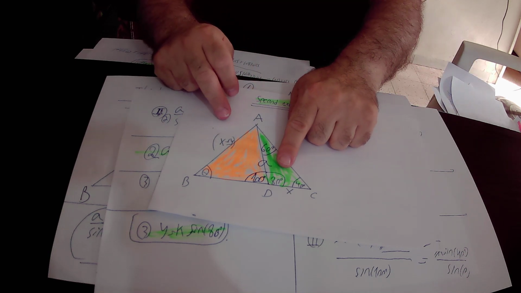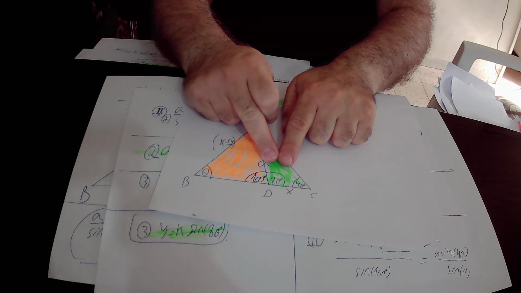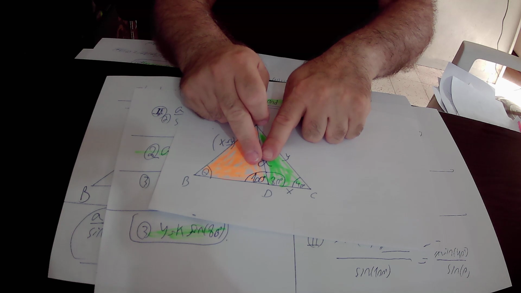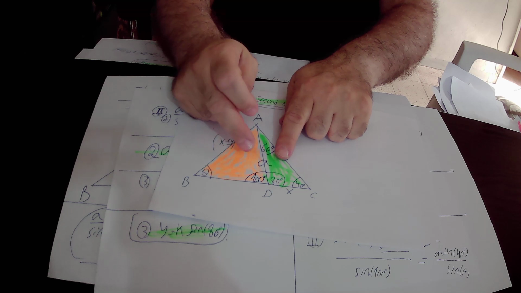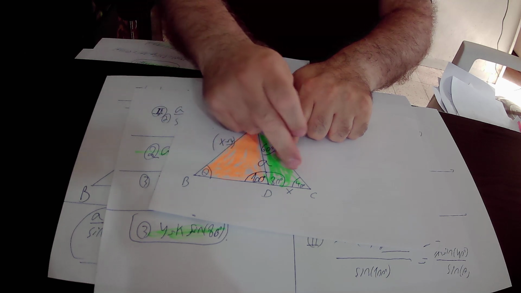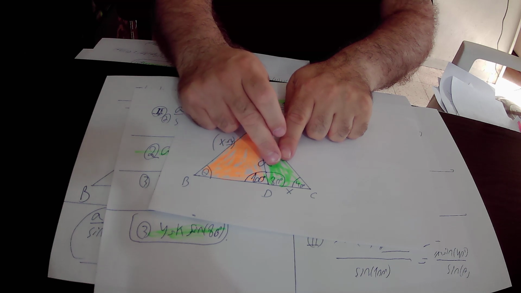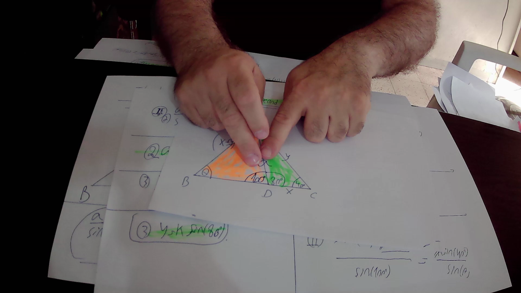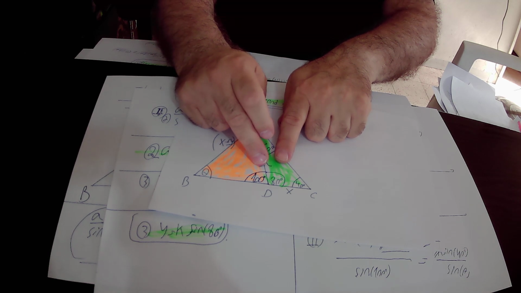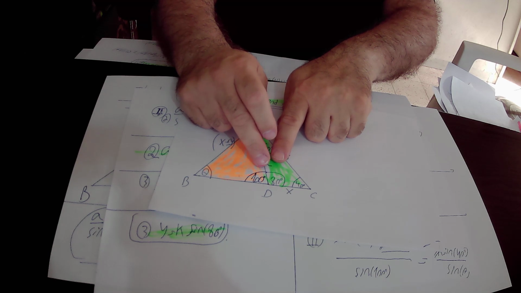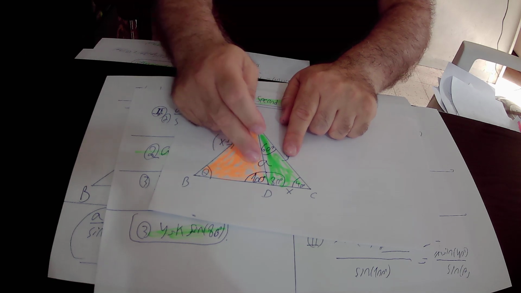Here, this angle equals 90 degrees. BC is a straight line. This angle equals 80 degrees. Therefore, this angle must be equal to 100 degrees, according to the rule that the sum of the angles on one side of a straight line is 180 degrees. So if this angle equals 80 degrees, this angle must be equal to 100 degrees, because 100 degrees plus 80 degrees is 180 degrees. That is the sum of the angles on one side of a straight line. Okay, so this angle equals 100 degrees.